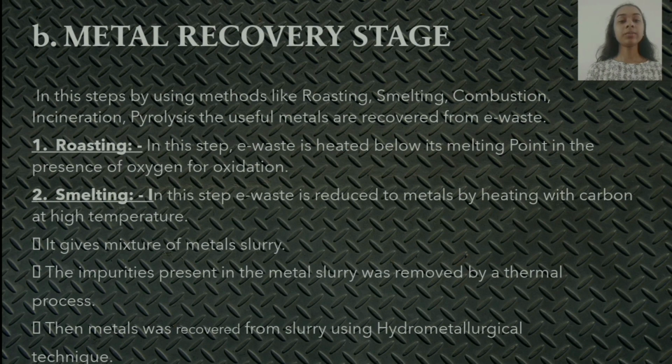The second step is smelting. In this step, e-waste is reduced to metals by heating with carbon at a high temperature. It gives a mixture of metal slurry. The impurities present in the metal slurry are removed by a thermal process. Then metals are recovered from the slurry using hydrometallurgical technique.